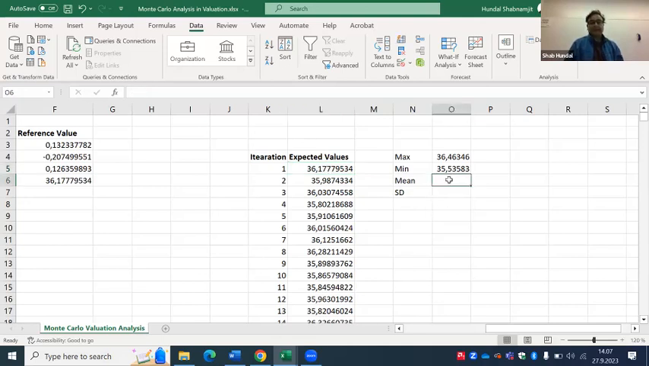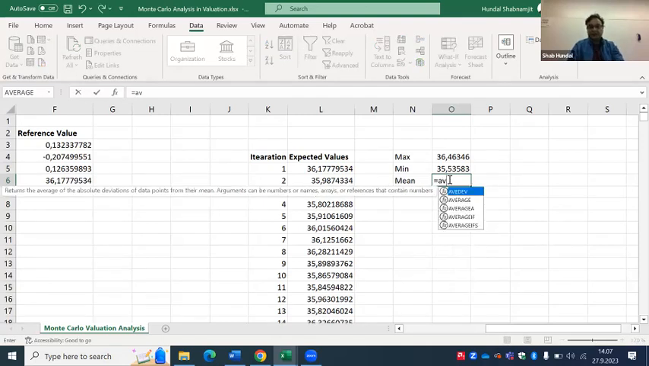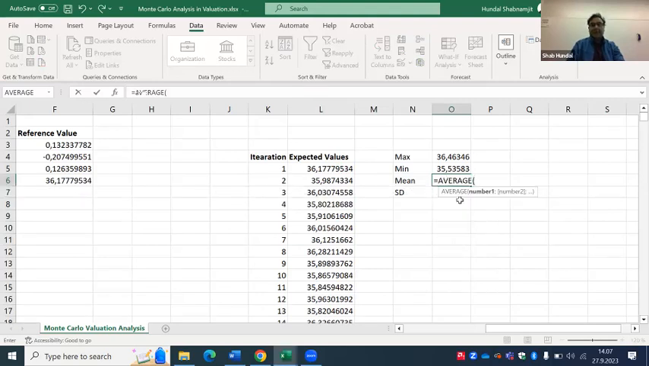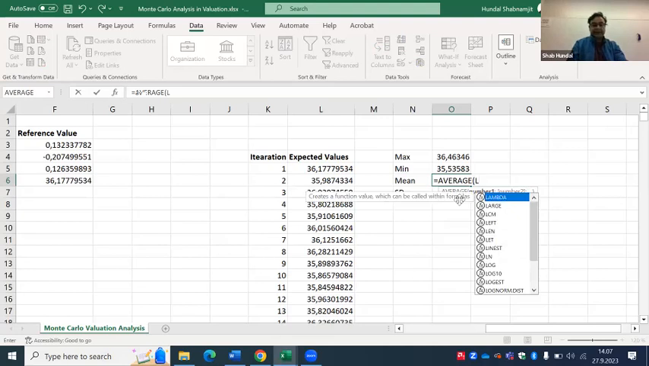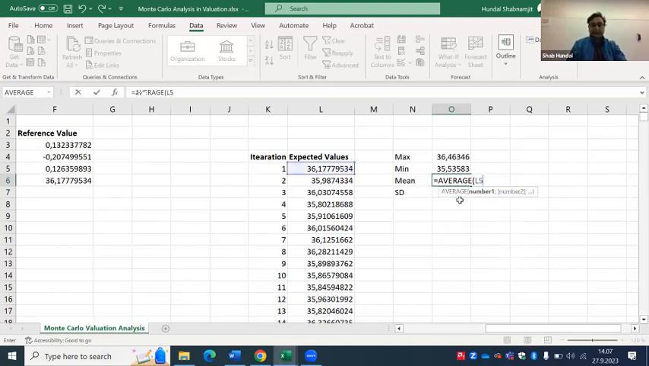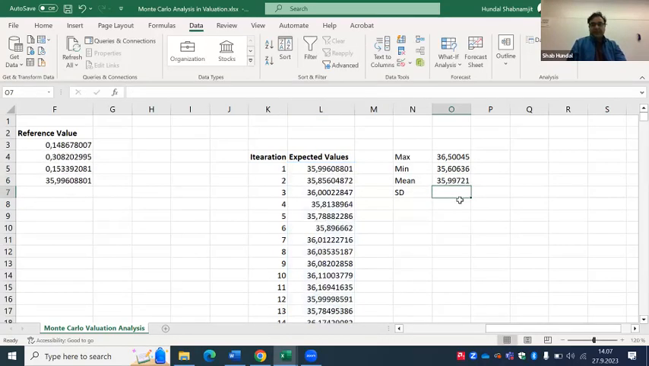And then the mean value. What is the formula? Average. You can even drag it down or simply type it, L5, colon, L1004. The one with the dot comma is called semicolon. This is the mean value.